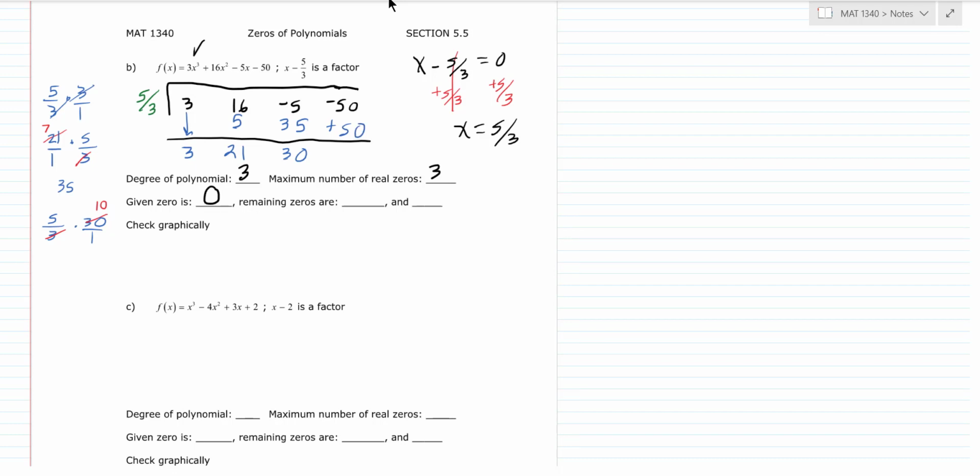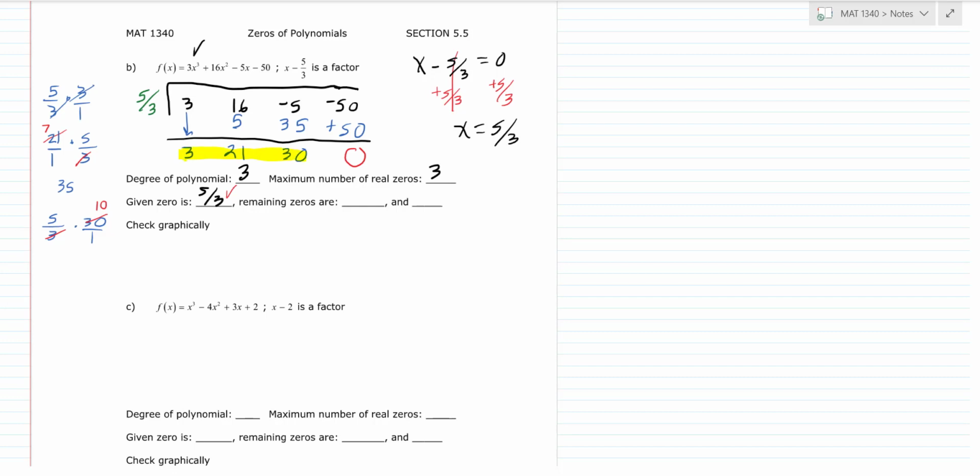Okay, so it did work its way out, and notice we got a remainder of 0, so that proves that was a factor, and we have our first 0. I don't know why I put 0 in that blank there. The first 0 is 5/3. Sorry about that.